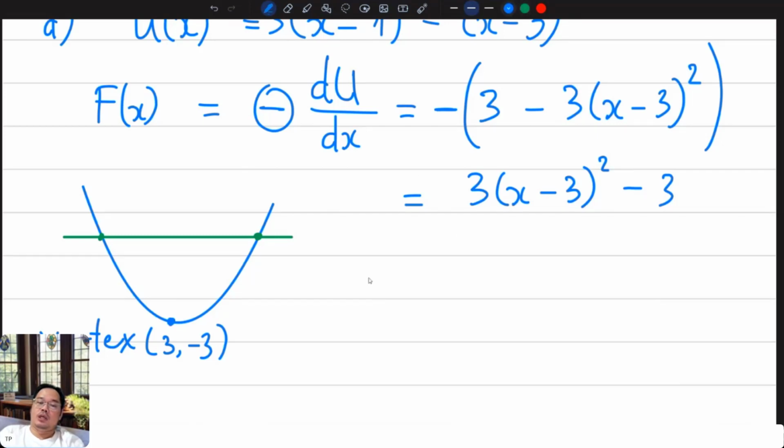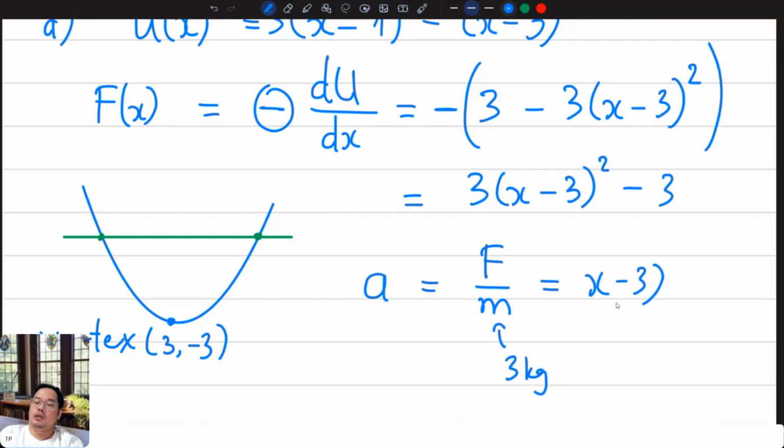Acceleration is what we need to draw the graph. Acceleration is the force over the mass. The mass is 3 kilograms, therefore the function of acceleration is x minus 3 square minus 1. Okay, so the vertex of the graph of acceleration is 3, minus 1, not 3, minus 3. Okay. Yes. And then find the two x-intercepts.